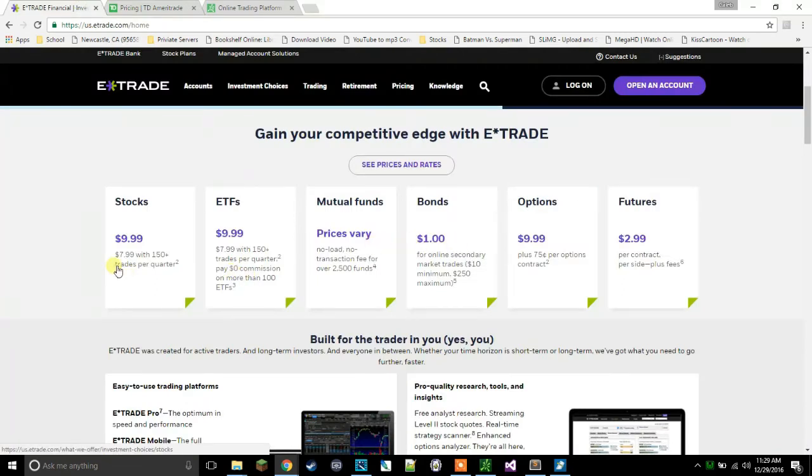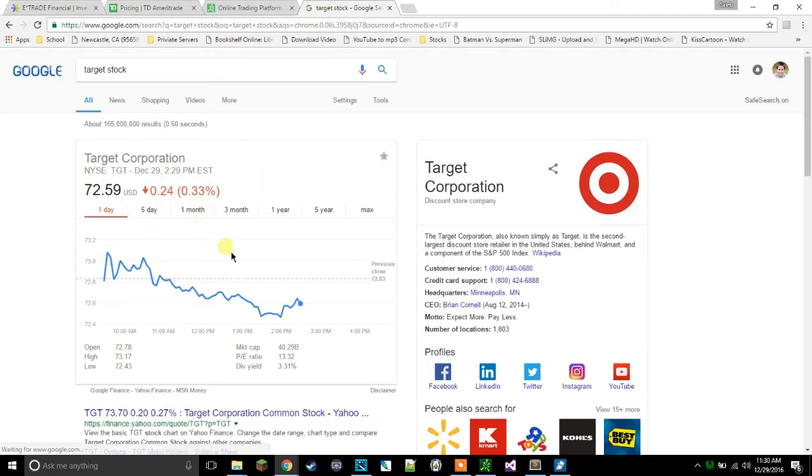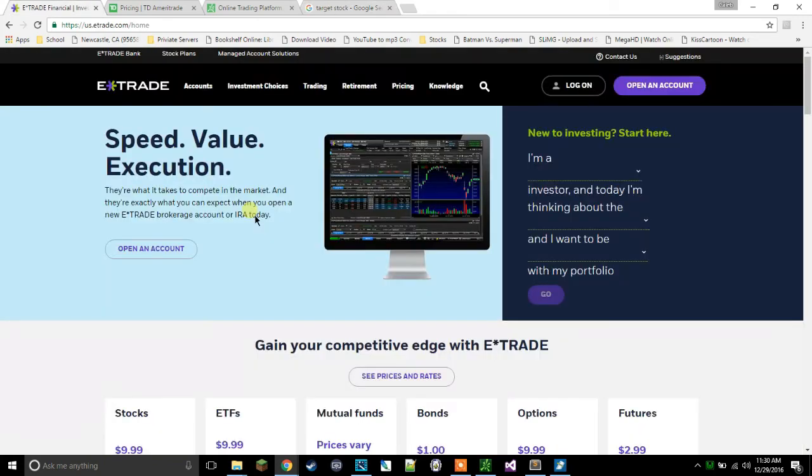Another thing you need to know is what is a stock. A stock is basically a piece of a company, like a portion of it that you own. So if you were to search Target stock, you would actually be buying part of Target Corporation, and each stock is actually known as a share. So every time you buy a share, it'll charge you $72.59. So for $72.59, you're actually owning, let's say, like 0.0000001% of the company.